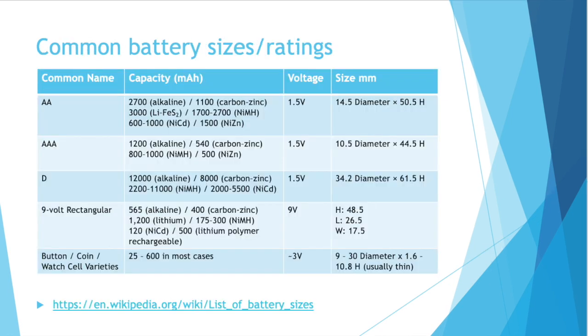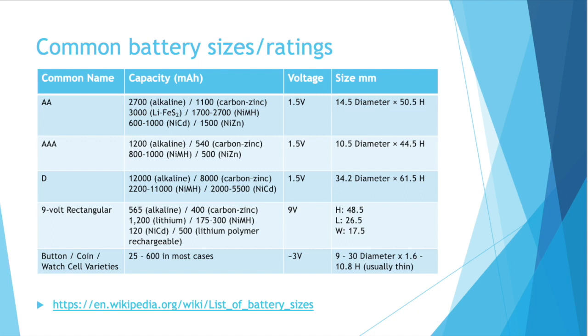Going in a little further, you can see this table of common battery sizes and their ratings. So you've got AA's. They can be rated at 2700 milliamp hours, 1100, 3000, 1700 to 2700, 600 to 1000, or 1500 milliamp hours, based on the materials that they are made out of. Their voltage is typically 1.5 volts, and their standard size is 14.5 millimeters in diameter and 50.5 millimeters in height. And these battery sizes are standard.